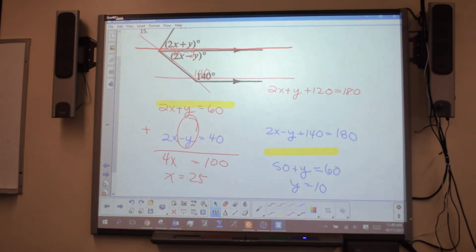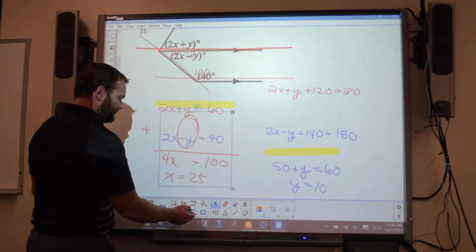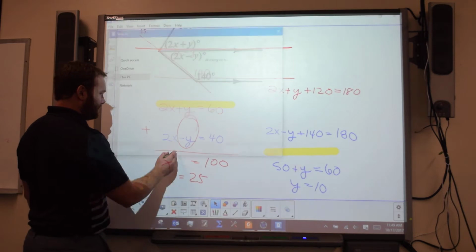Well, we could do the same problem. We can do this exact same problem. Clean things up a little bit.